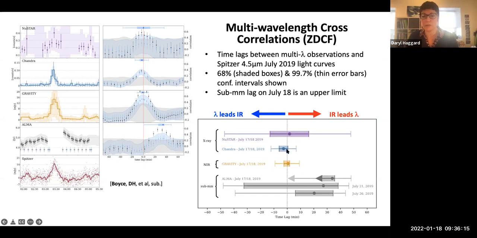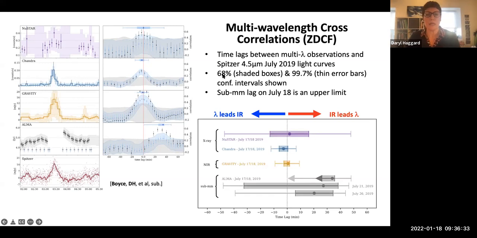This is NuSTAR versus NuSTAR and Chandra. These are again each compared to Spitzer. And you can see these three look fairly simultaneous. And then we have this potential lag between the ALMA data and the shorter wavelength data. Here again, we're putting upper limits only because we don't have complete coverage throughout that region.